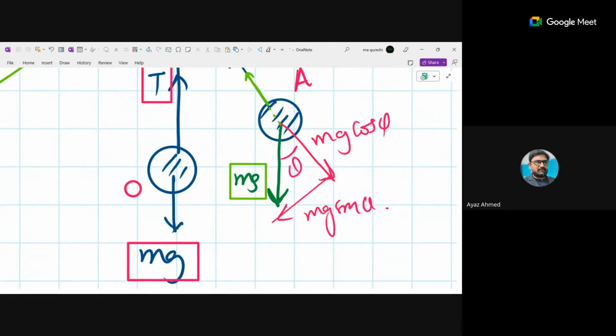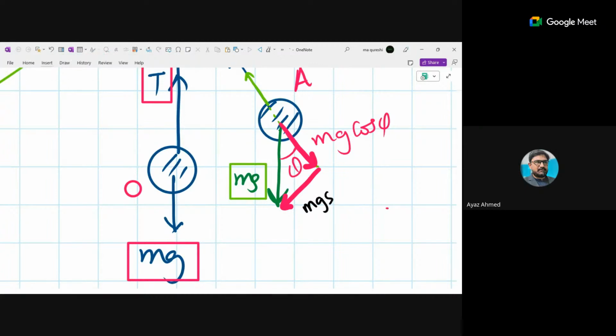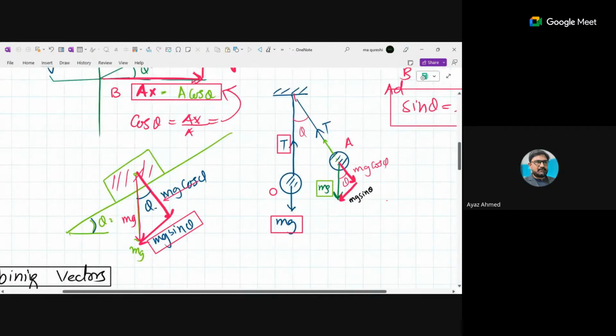Now I have resolved the weight into two components. One component is along the y-axis, the mutual perpendicular component, and the second one is along the x-axis. So overall, this is your sine component, this is your cos component. Resolving these, the lower one is your mg sine theta, and the upper one is your mg cos theta. So this is all about resolving of the vectors.